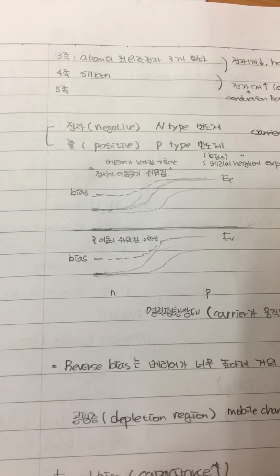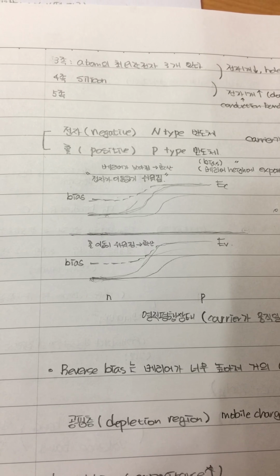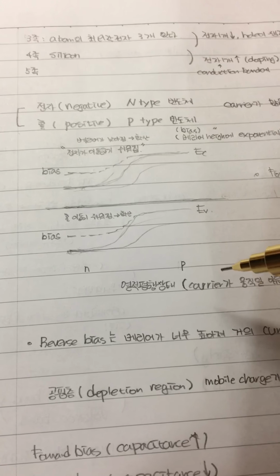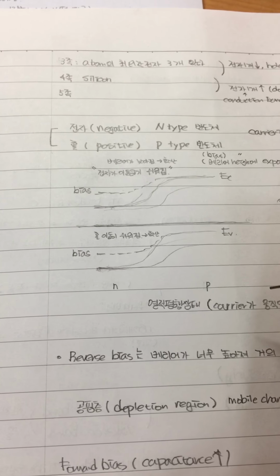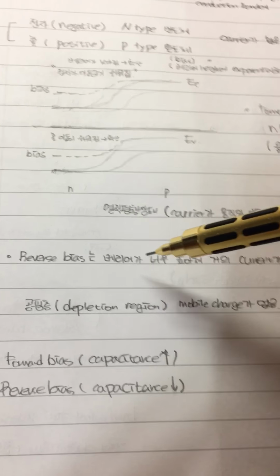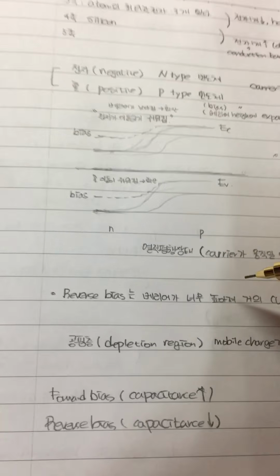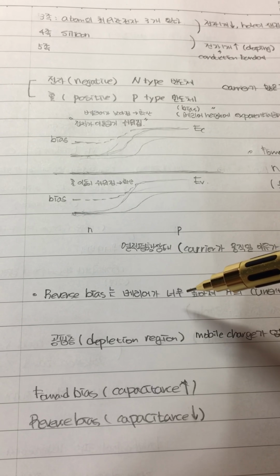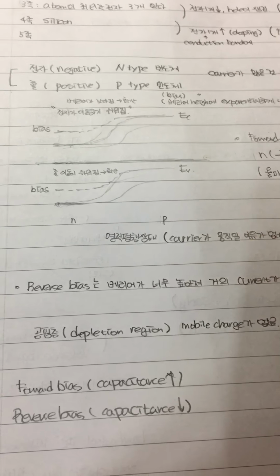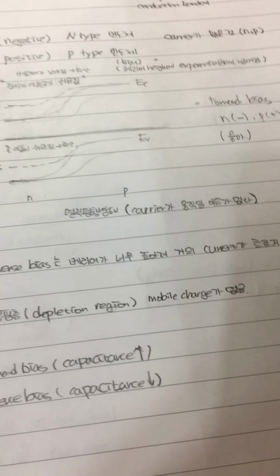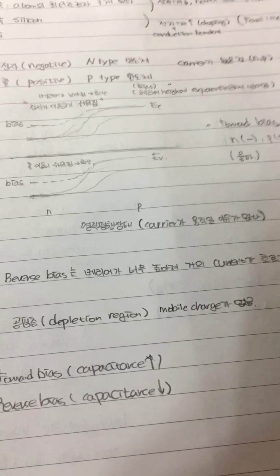In forward bias, electrons tend to move and diffusion happens, but reverse bias gives rise to a barrier, so carriers rarely move and the current does not flow.